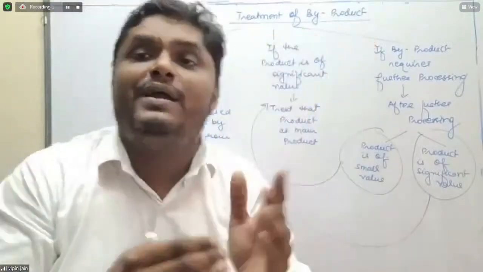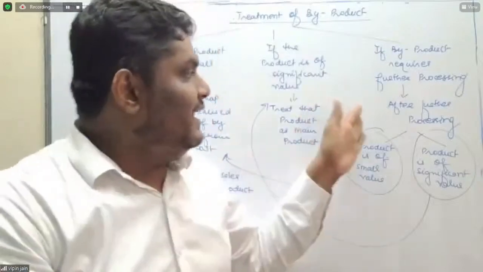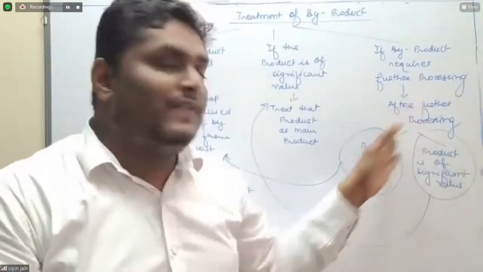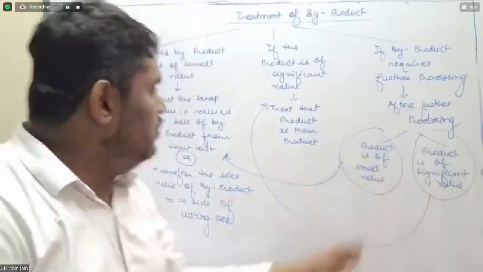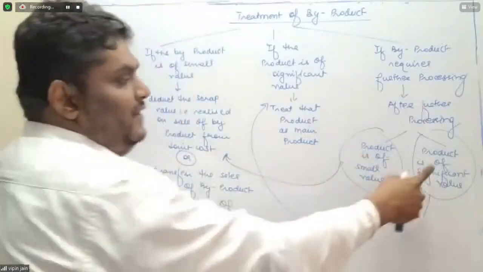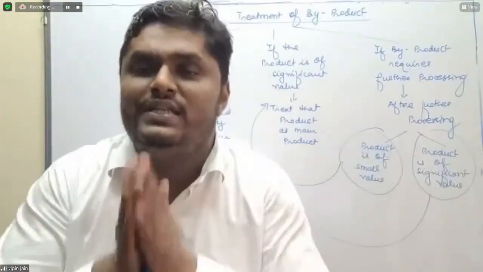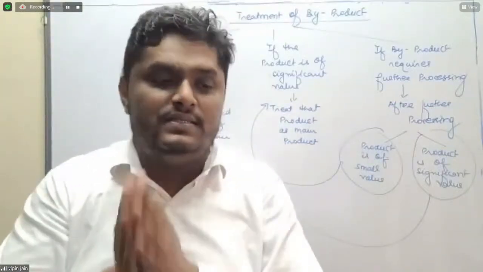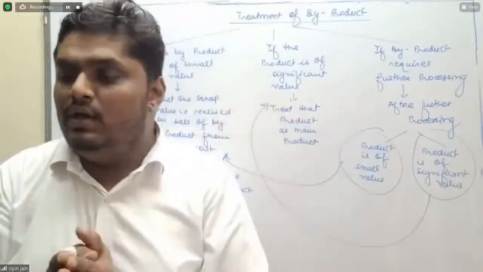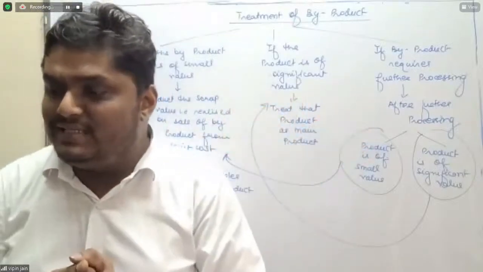But if the byproducts require further processing, then after further processing, if the byproduct is still of smaller value, we'll follow this treatment. And if it is of significant value, we'll follow this treatment. So if you guys have any doubts as far as treatment of byproduct is concerned, please ask me. Those who want to copy this chart can please copy.